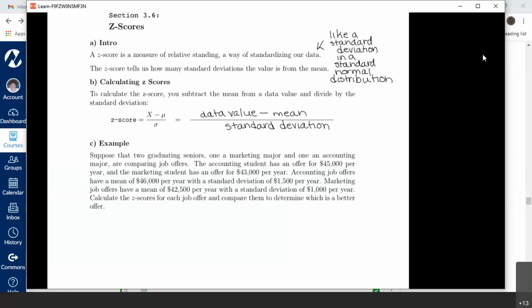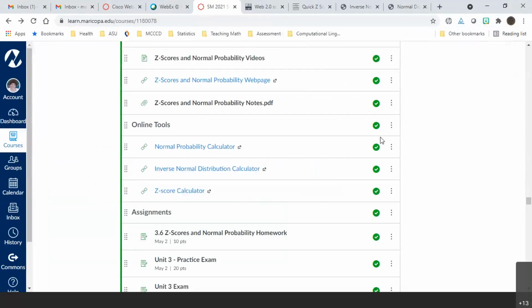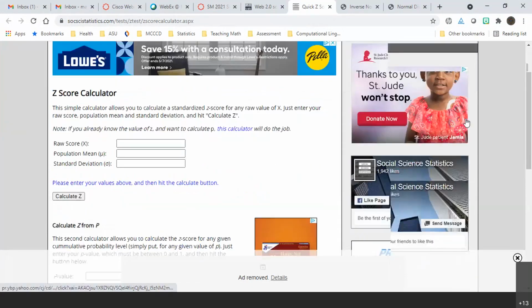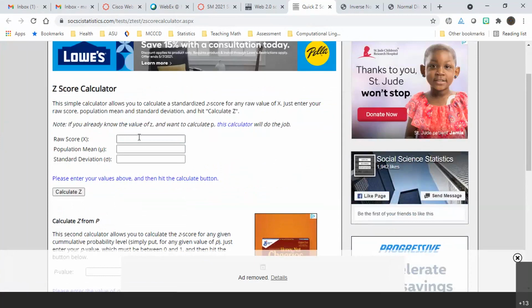One of the things I've put into the course, let me just show you, is a z-score calculator. I have that up and open. Hopefully I can show you, but this toolbar is always in the way. Here's the z-score calculator. You put your raw score in here, the population mean, mu, and the standard deviation, and it'll tell you the z-score.